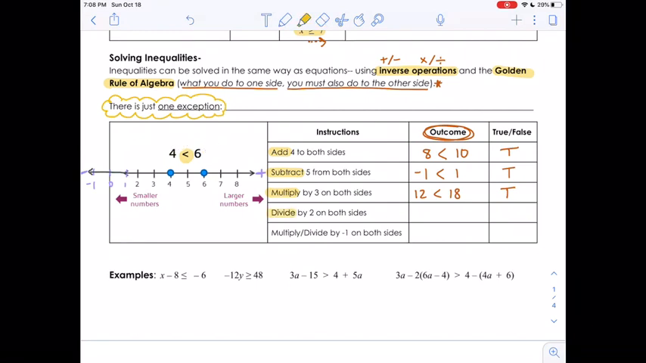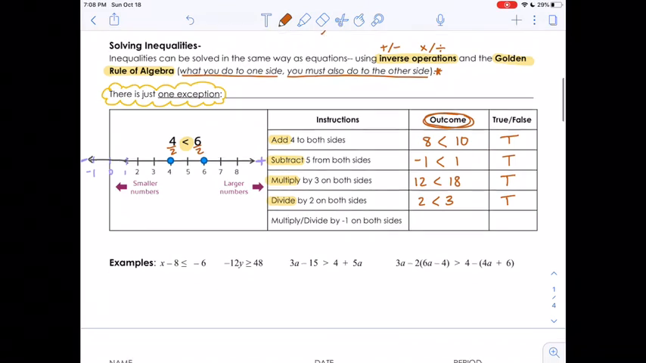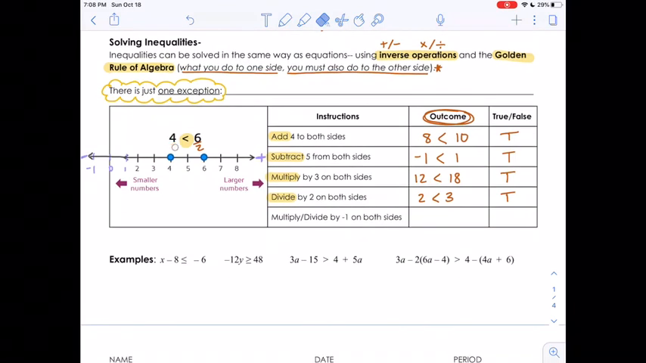I'm going to divide by 2 on both sides. So I'm going to divide by 2. 4 divided by 2 is 2. Keep my symbol less than. 6 divided by 2 is 3. So do I get a true statement here? 2 is less than 3? Yes, that is also true. So it seems like dividing by a number, dividing by 2, made a true statement. It's fine. There was no problem there. So let's see what happens here.